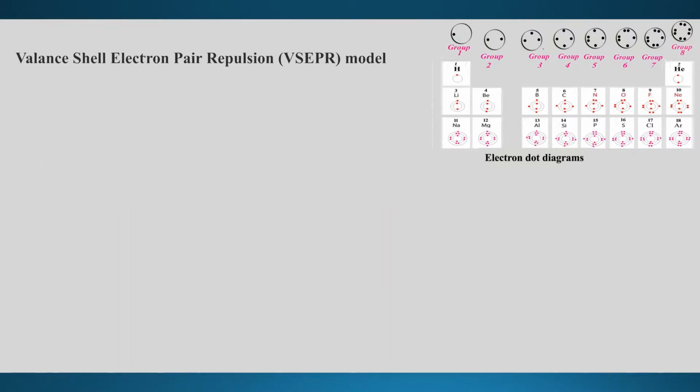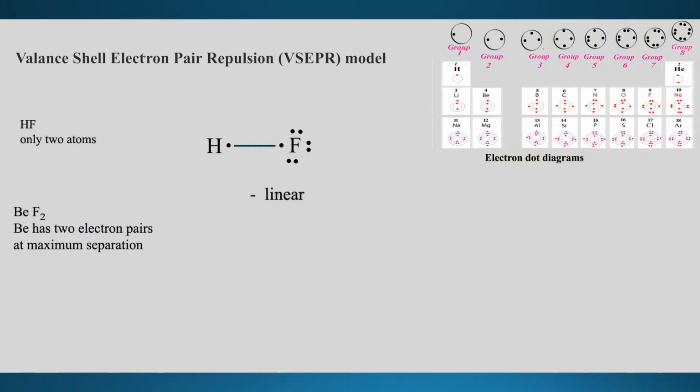Now let's look at groups 1, 2, and 3. H and F, 2 atoms bonding. If this is only 2 atoms bonding, it must be linear. With 2 atoms, you can't form any shapes. Now let's look at another. BeF2. Be only has 2 electrons. And how many pairs are there? They're going to have 1 pair bonding, another pair bonding. So that's 2 pairs of electrons.